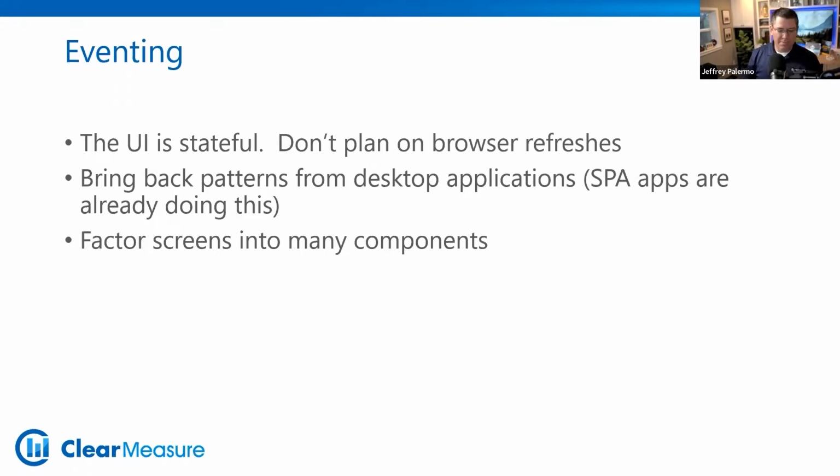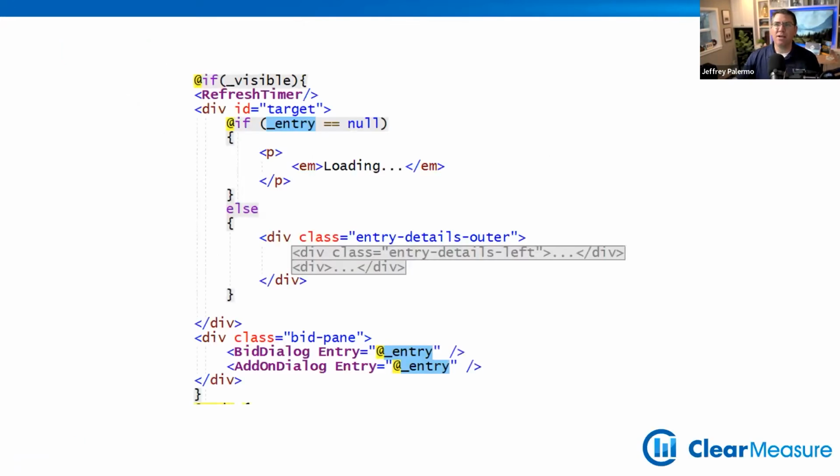I'm going to come back to screen decomposition, but just know you want to factor every logical area of your screen into a different Blazor component. Don't have a Blazor component that has multiple areas of the screen that all do something different. If you can describe what a particular area of the screen is responsible for, factor it into a separate Blazor component. Your life is going to be easier that way, and I'll show you a way to easily compose them. But let's talk about eventing.